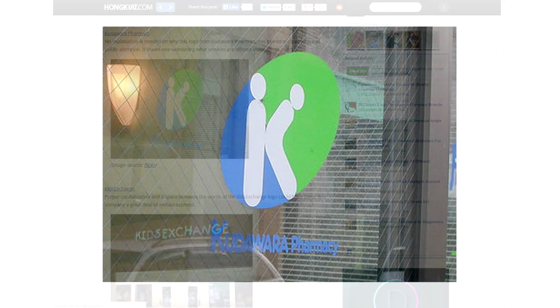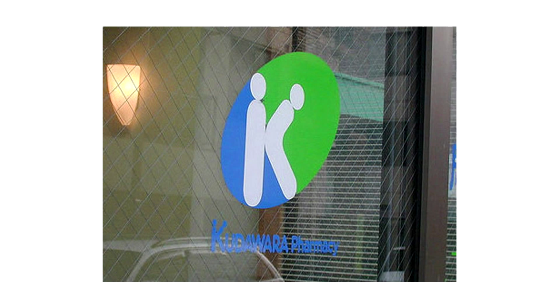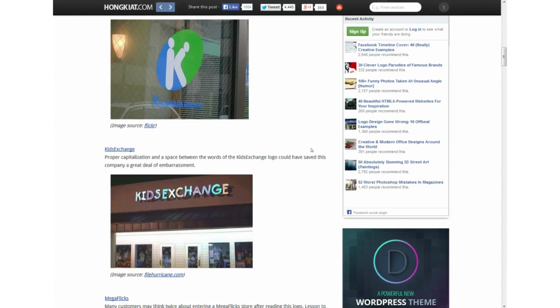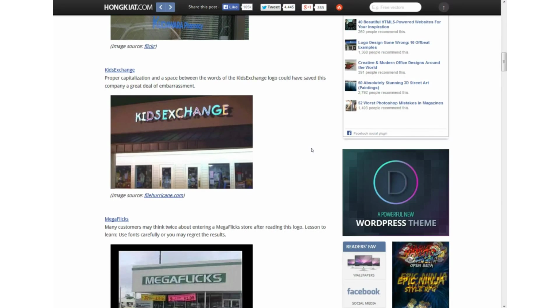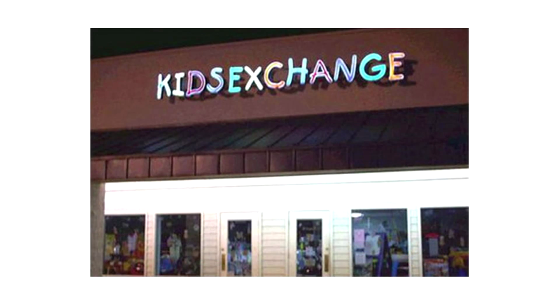This pharmacy one, I mean, that's pretty bad. Goodness me. And the kids exchange one. Something's gone wrong with the font, and all that would have taken is just a few spaces, a space between kids and exchange, but obviously they haven't done that.